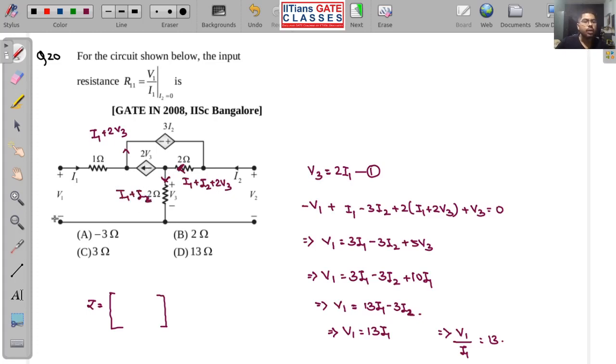Now you are going to apply KVL. You are going to apply once in this loop, and in the second case you are going to apply in this. And V3 you can substitute directly as 2 into I1 plus I2. So that will be very simple. You can get all the Z parameters, and that will be homework for you people.